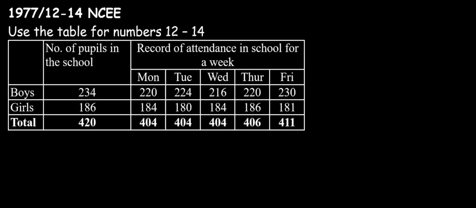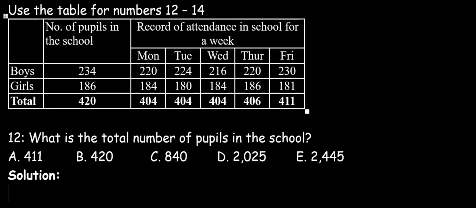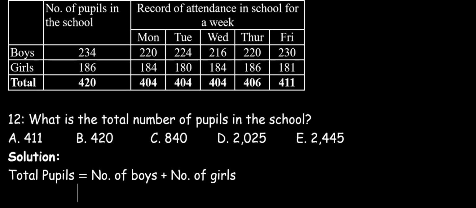Another example. Use the table for numbers 12 to 14. The table is given below. Number 12. What is the total number of pupils in the school? The options are given. Solution. Total pupils is equal to number of boys plus number of girls, which is the same as 234 plus 186, which is equal to 420.